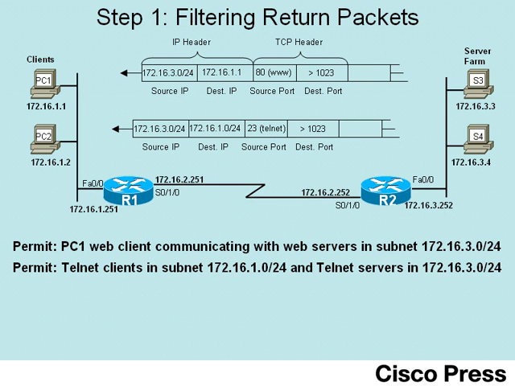So that's the hard part. Finally, the third criteria for this access list is to deny all other traffic. So let's turn our attention to the command line interface and see how to configure this ACL on router R2.